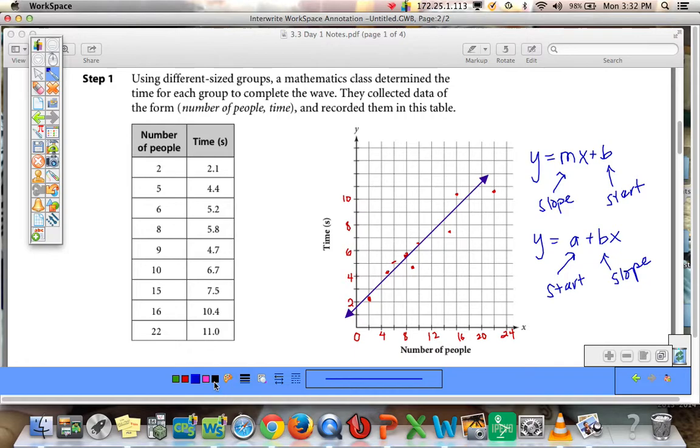So according to our line of best fit, it looks like the starting value is 1.5. And if we count our slope, we're just going to pick 2 points on the line of best fit and count rise over run. So I'm going to try to find 2 points that might work. None of these are looking great.